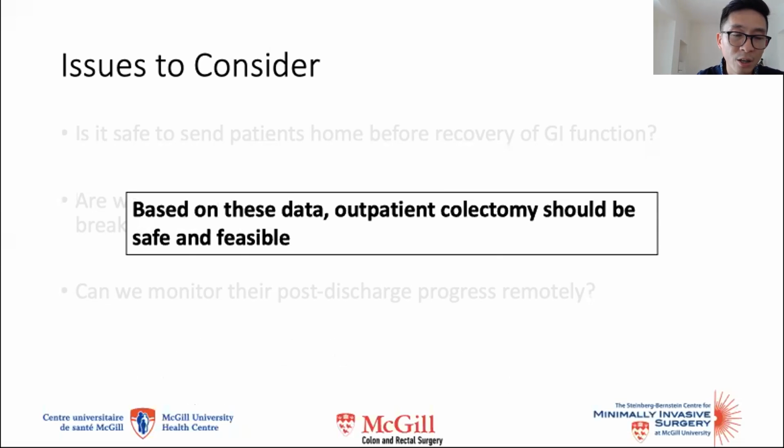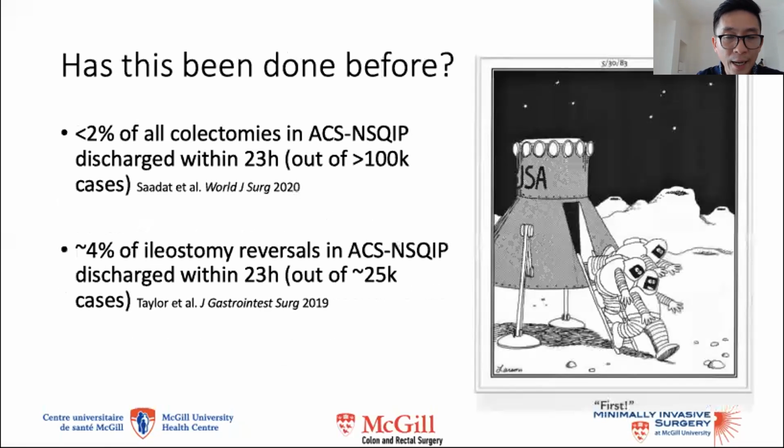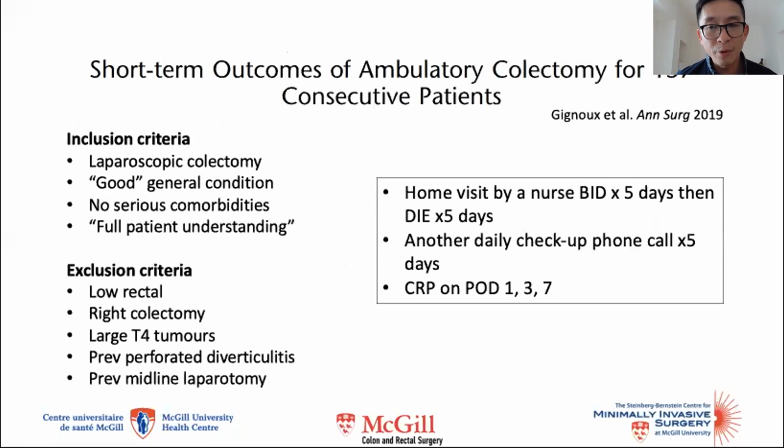So putting this all into context, based on the data for these 3 items, outpatient colectomy should be safe and feasible. This has been done before us. In France, a couple years ago, they published their series of 157 patients, with more or less the same inclusion and exclusion criteria as us. But one major thing they did, which is a little bit crazy if you think about it, is that they had a home nurse every day, twice a day for the first 5 days, and then once a day for the next 5 days. So for the first 10 days after surgery, even though you were at home, you had a nurse come and see you. As well, you had blood tests done on days 1, 3, and 7.